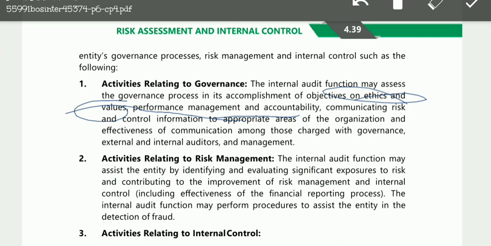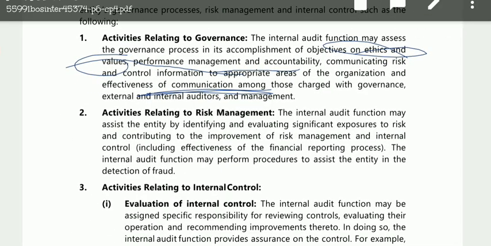Okay. So by this communication, suppose I am the internal auditor of company A. After the internal audit is done, if I am not able to communicate with the management or TCWG, then how will I tell them about the weaknesses, or how will I give them suggestions about the improvement of the entity? So there should be proper communication between me and the management or the TCWG. Similarly, if TCWG finds that management is lacking somewhere, there should be proper communication between them so that the entity can work in a proper manner. Okay. Now the second point is activities relating to risk management.